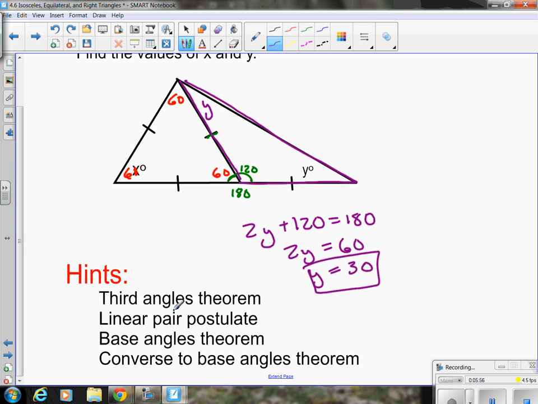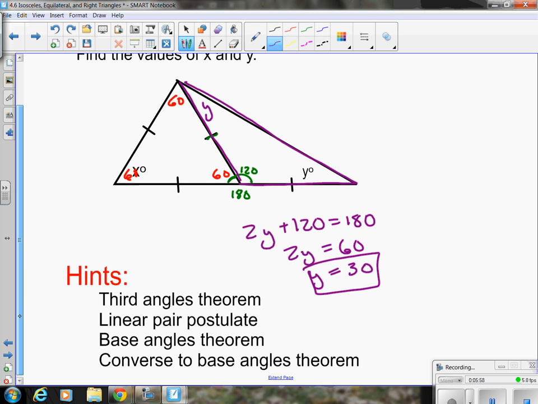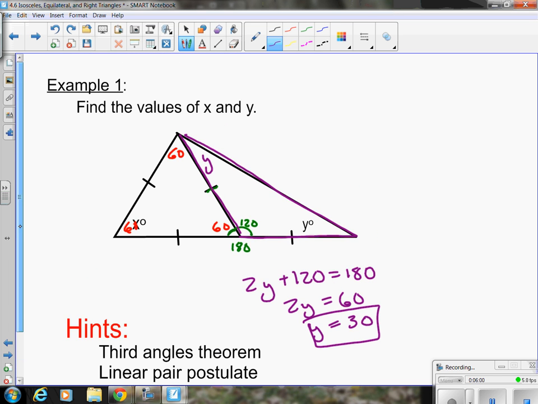And these are the things. Third angles theorem could be helpful. You know, the linear pair postulate.